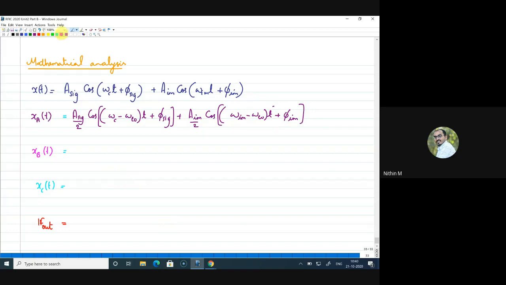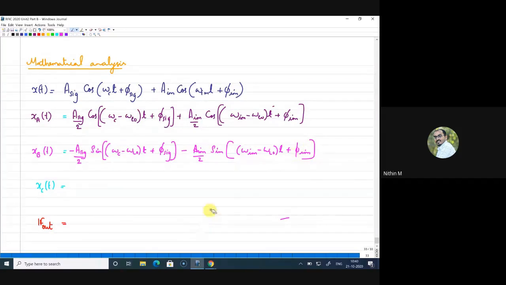Now xb of t is obtained by multiplying with sine omega LO t. So you will get minus A signal by 2 sine of (omega c minus omega LO) t plus phi signal. You can actually perform the operation and see whether you are getting the same equations or not. Minus A image by 2 sine of (omega image minus omega LO) t plus phi image. That is xb of t.